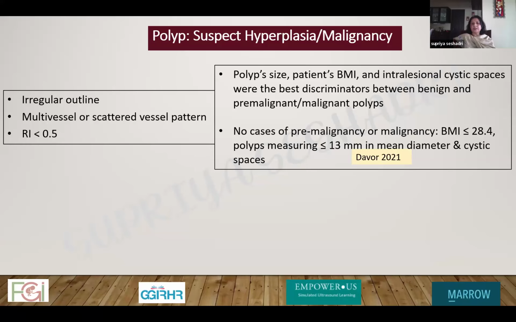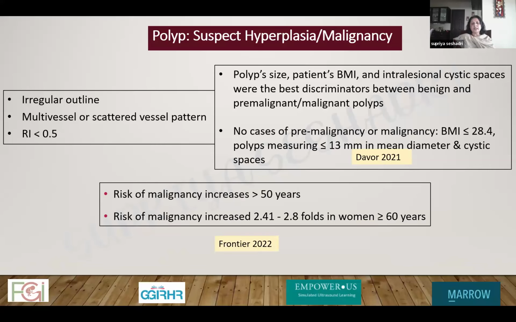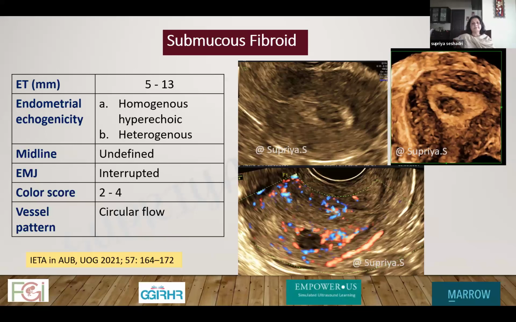No cases of pre-malignancy or malignancy were seen when the BMI was less than or equal to 28, polyps measured less than 13 millimeter mean diameter, and when there were cystic spaces. And in those women whose BMI was more than 28, polyps more than 13, and what they call solid polyps, which means no cystic spaces seen, 2/3 of those polyps were found to harbor some malignancy. The risk of malignancy increases over 50 years, and over 60 years, the risk can be as high as 2.4 to 2.8. The differential diagnosis for an endometrial polyp will be a submucous fibroid or a fibroid polyp.